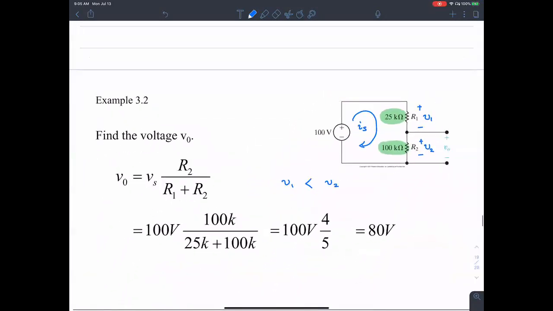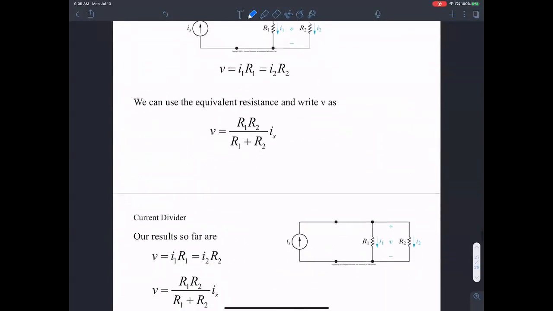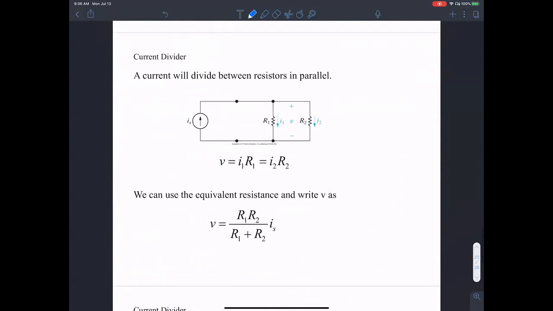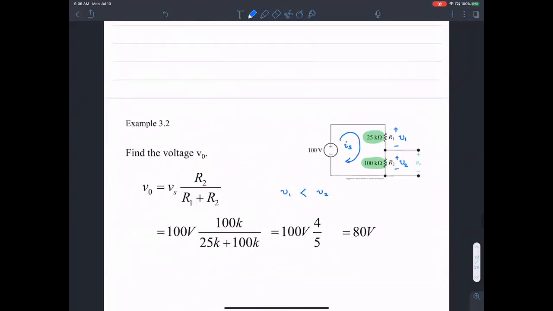Let's see what happens when you do the problem, the example problem. Find voltage V0. Of the 100 volts that I applied, 80 volts is dropped across V0, and only 20 volts is dropped across R1. V0 is V2, right? I call this V0, but he called it V2. The larger resistance, 100 kilo ohms, dropped 80%, while the smaller resistance dropped only 20%. So that's the idea of voltage division.